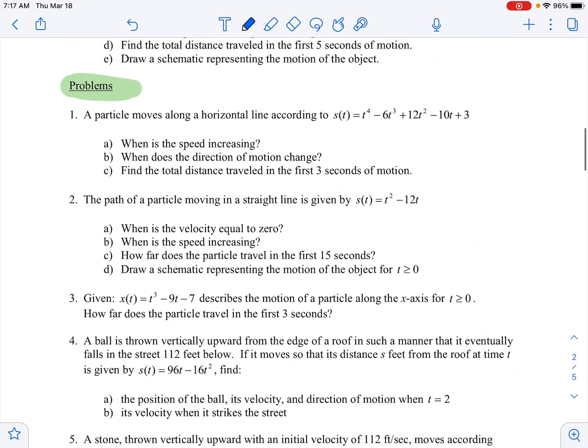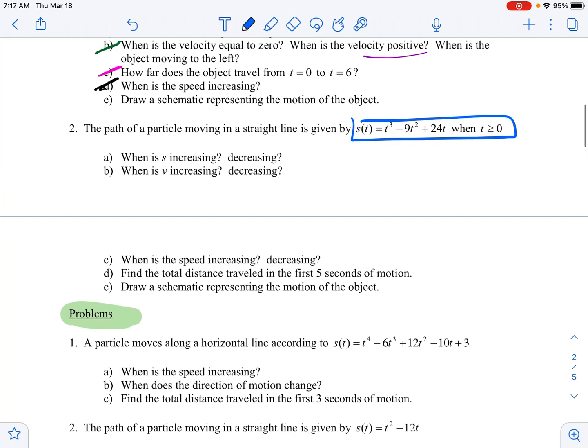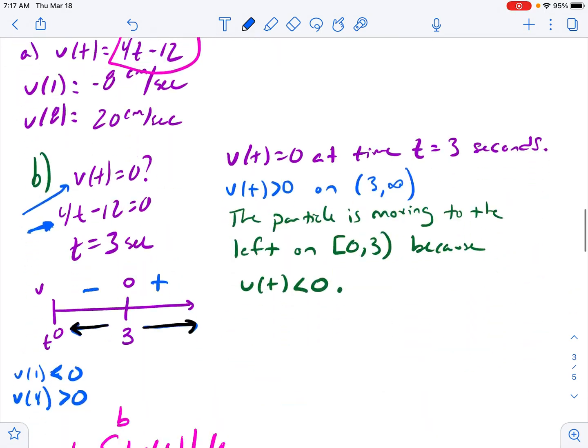In part A, when is position increasing and decreasing? Okay. So again, when is a function increasing, decreasing? When its derivative is positive or negative. All right, so we got to look at the first derivative of position to determine where it's increasing and decreasing. In other words, we're going to look at velocity.